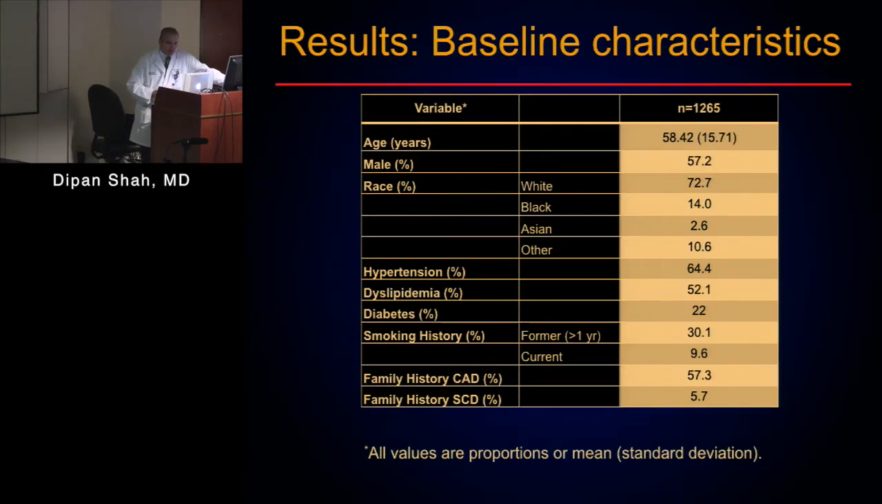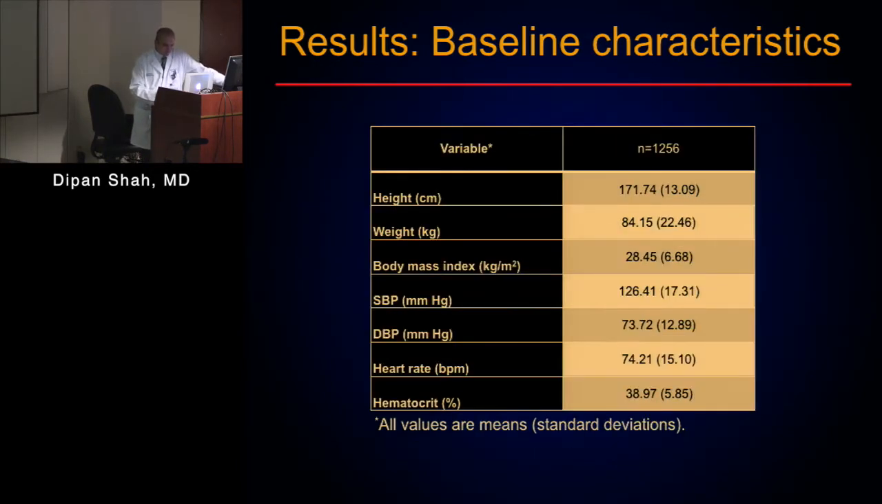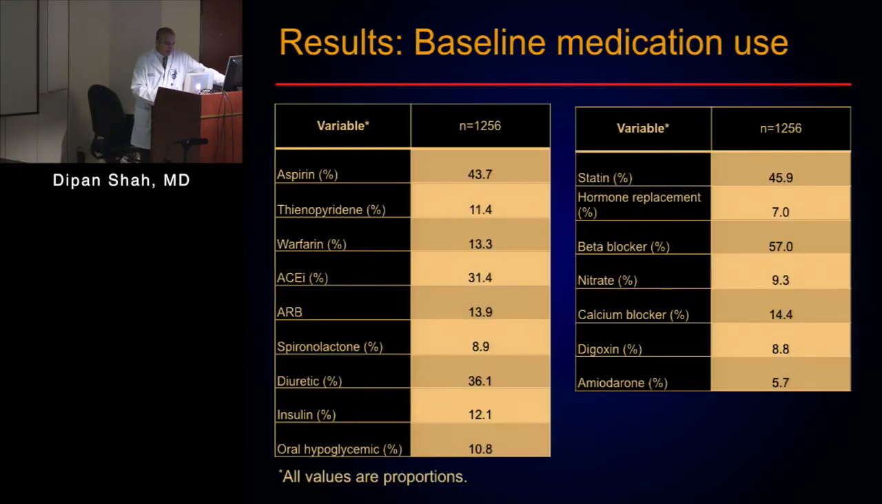And here's what the characteristics of this cohort are. It's a mean age of 58. A little over half were men, about 3/4 were Caucasian, about 14% were black. 2/3 or so had hypertension, about a half had dyslipidemia, and about a fifth of these patients had diabetes. And these are the baseline blood pressure, heart rate, height and weight data here. And these are the baseline medications that these patients were on.